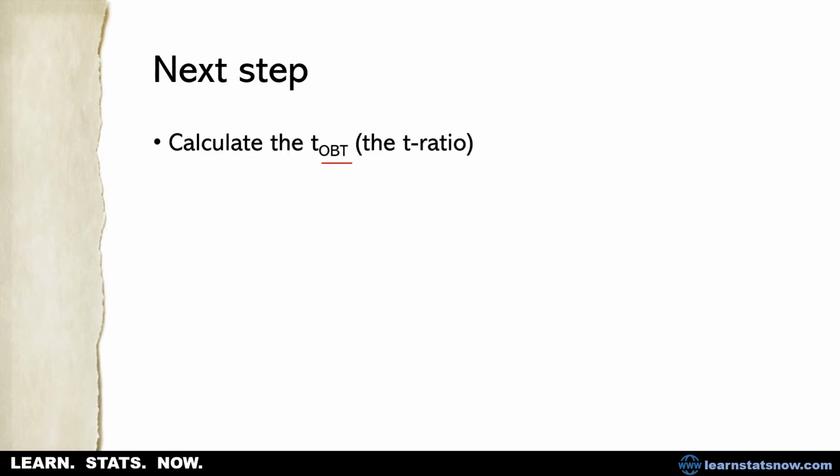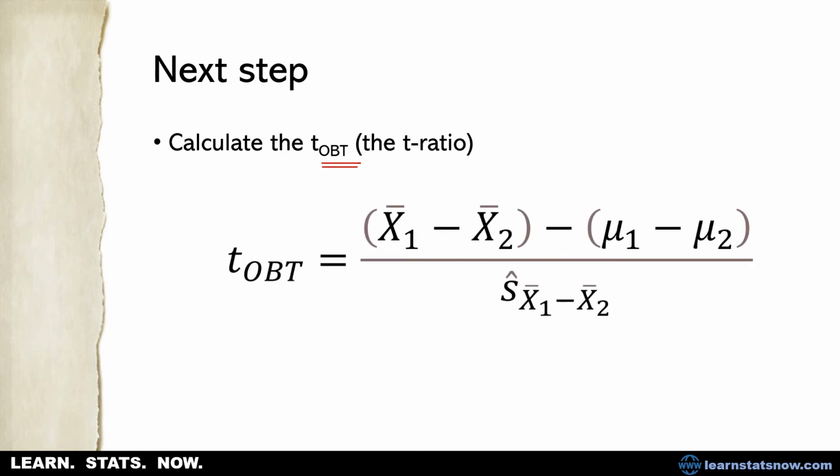Okay, so from there, the next step is to calculate the t-ratio. Now, I like to use the term t obtained because when we say t-OBT, it's easy to distinguish between the obtained value, the t-ratio that we calculate based on the data from the experiment, and the critical value for t, which is what we're going to compare the t-ratio to and use to decide whether or not to reject the null hypothesis. So when you see OBT, all that means is this reflects the data that we've obtained and collected in the experiment. A lot of textbooks will just call it T, and that's fine. Either way, it means the same thing.